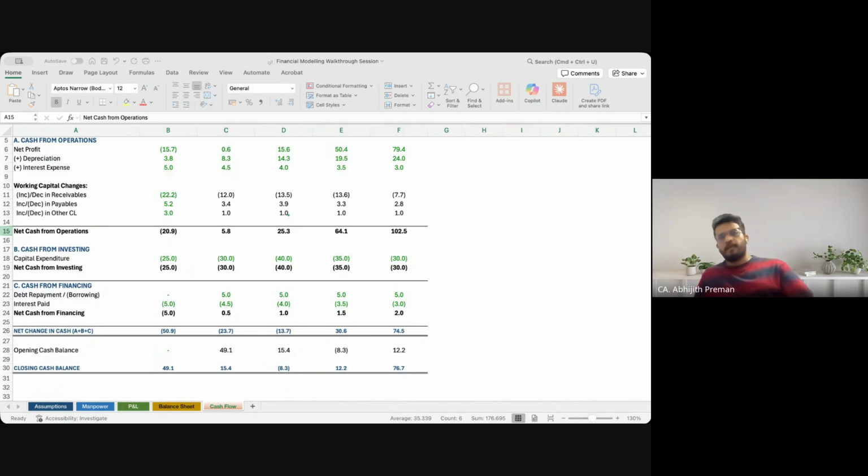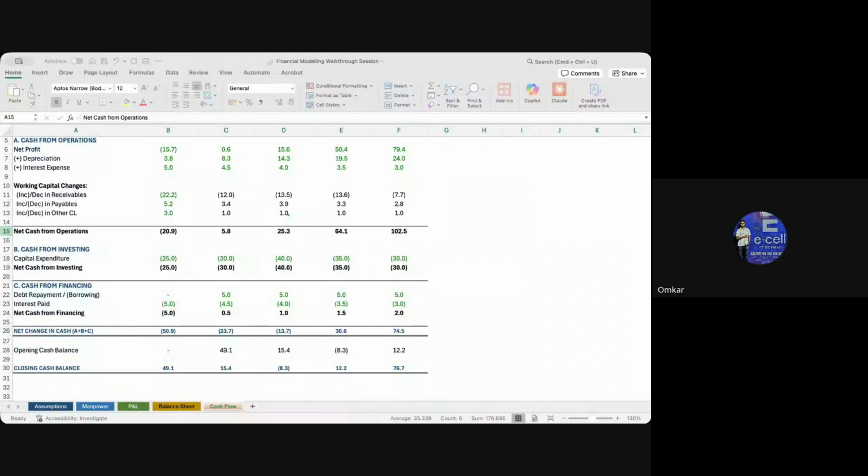But if you're doing a monthly P&L and everything, you can make it more realistic. This is a very simple financial model that I've done. That's why I've taken assumptions like that. Okay, got it.